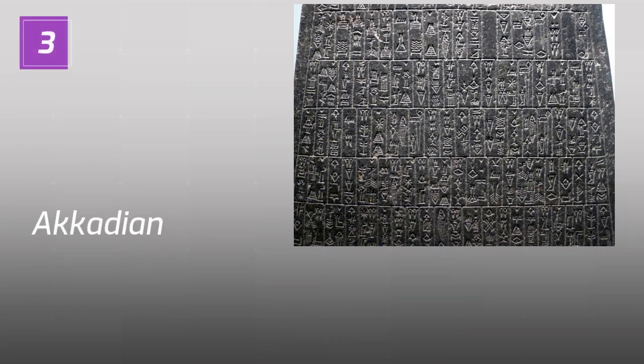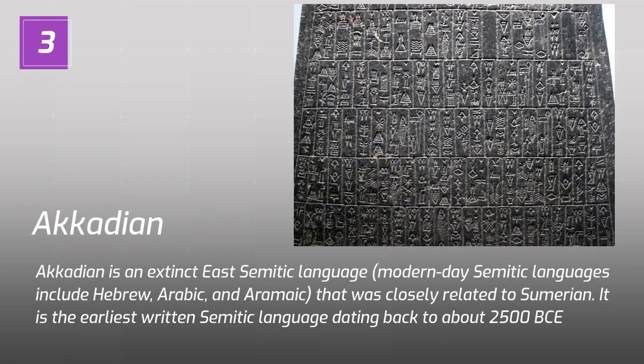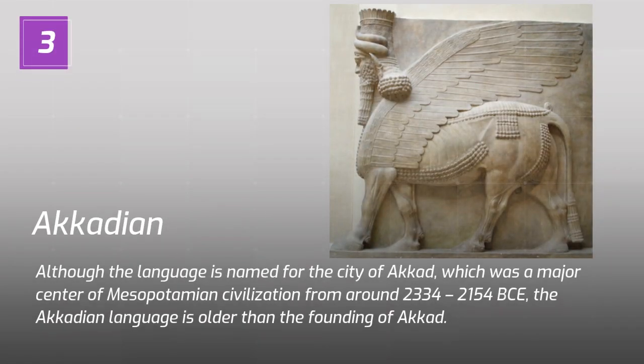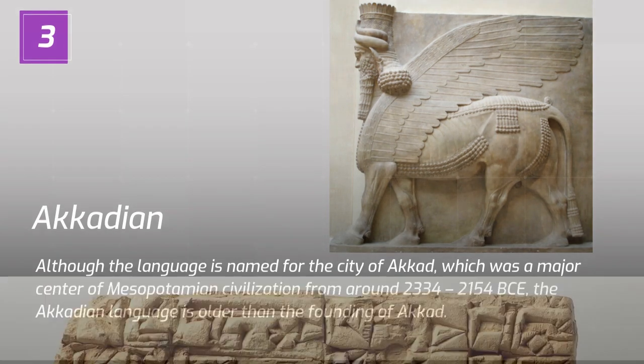Number 3. Akkadian. Akkadian is an extinct East Semitic language that was closely related to Sumerian. It is the earliest written Semitic language, dating back to about 2500 BCE. Although the language is named for the city of Akkad, which was a major center of Mesopotamian civilization from around 2334 to 2154 BCE, the Akkadian language is older than the founding of Akkad.